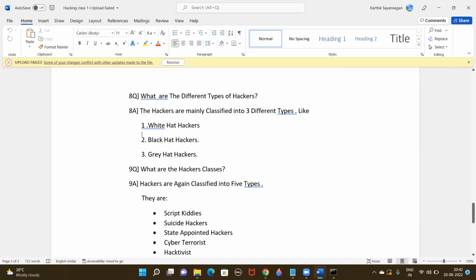They sometimes act as white hat hackers. They sometimes act as black hat hackers. These gray hat hackers have the knowledge of both white hat hackers and black hat hackers. See, when it comes to hacking, no person can be strictly classified as a white hat, black hat, or gray hat hacker.